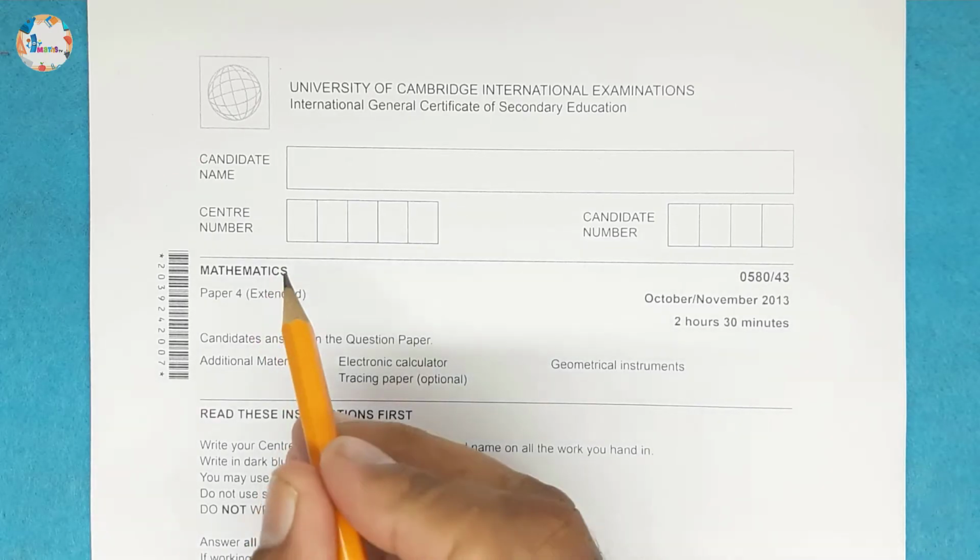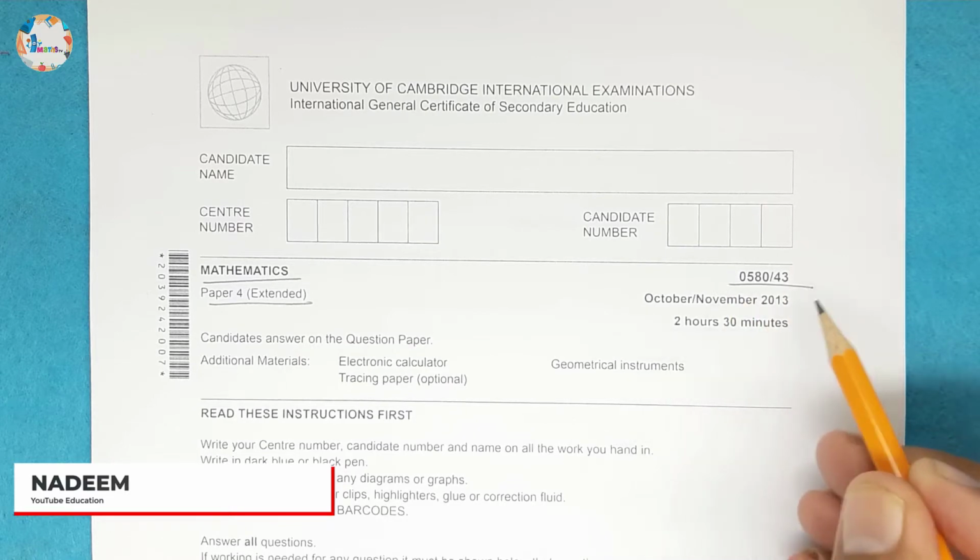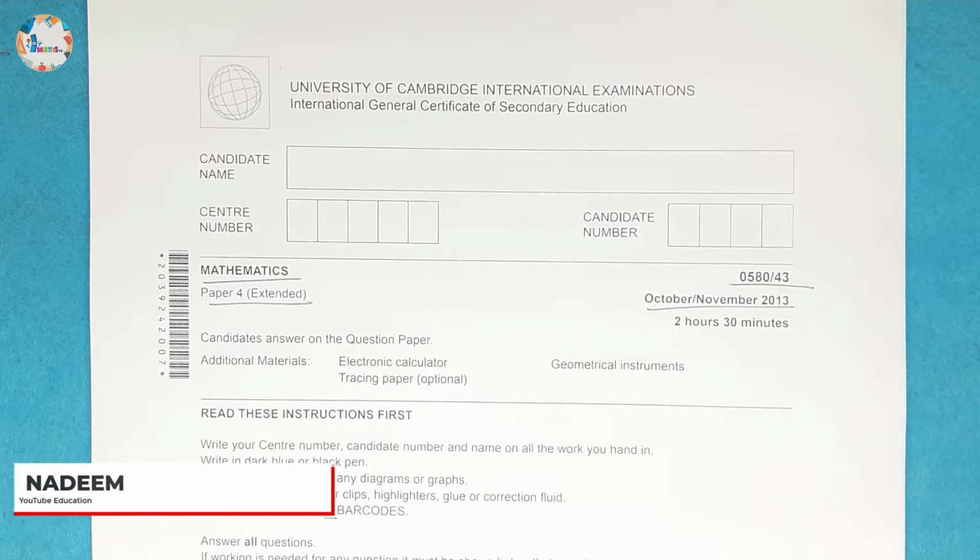Today we'll be going through IGCSE Mathematics Paper 4 Extended 058043 October-November 2013.